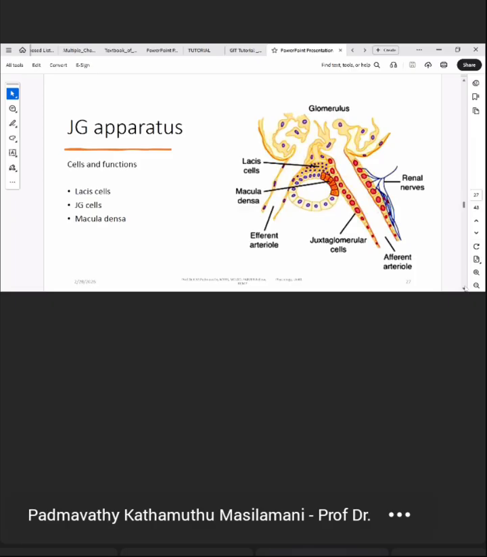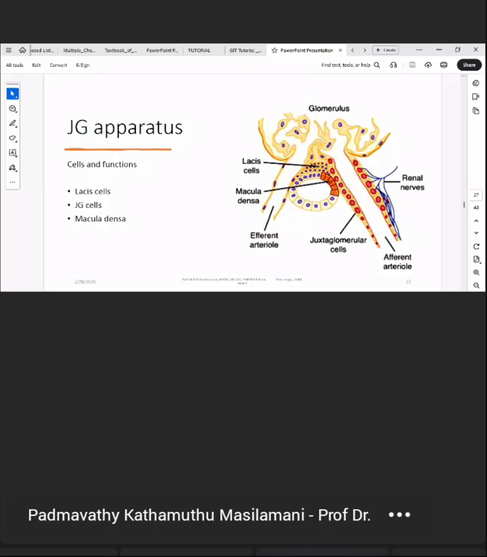Okay. So coming to the urinary module. You can see the juxtaglomerular apparatus. There are three important cells here. The Lacis cells, in between the glomerular cells. This is the macula densa cells. The macula densa cells are the chemoreceptors because they are present in the early part of the distal convoluted tubule. The modified tubular epithelial cells will sense the concentration of sodium in the tubular fluid. So they are called the macula densa cells.